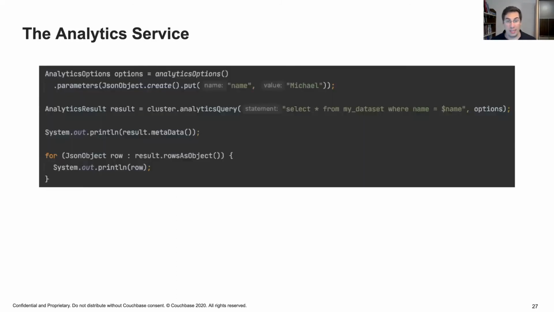How do we perform an analytics query? It's very similar to a Nickel query. So you call cluster.analyticsQuery, you give it your statement. Again, we support named parameters, positional parameters, and many more properties you'll find in our documentation. And then we run our query, which might take a long time, depending on how much data needs to be analyzed. And then we can print metadata, we can iterate our rows, etc. Work with it exactly the same way you would with Nickel.